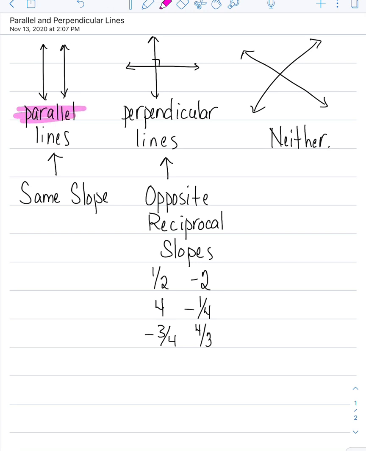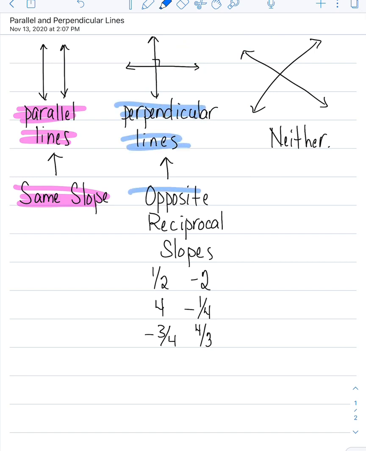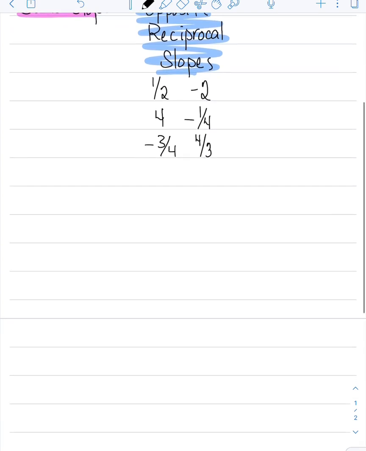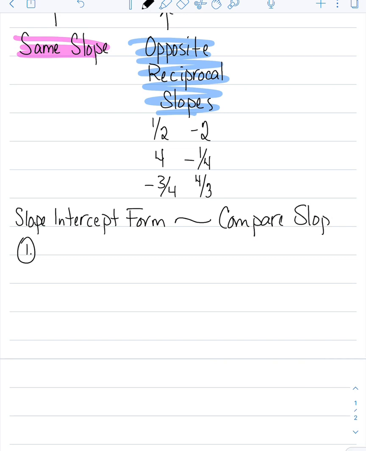So I want you to pause the video and make sure you get that down. Parallel lines have the same slope, and perpendicular lines have slopes that are opposite reciprocals. That's what we're going to focus on in this lesson. So now let's compare things. Sometimes whenever you are given two equations, you need to solve for y, or get them into slope-intercept form. So let's jot that down. Get your lines into slope-intercept form and then compare the slope to determine whether the lines are parallel, perpendicular, or if they're neither parallel nor perpendicular.